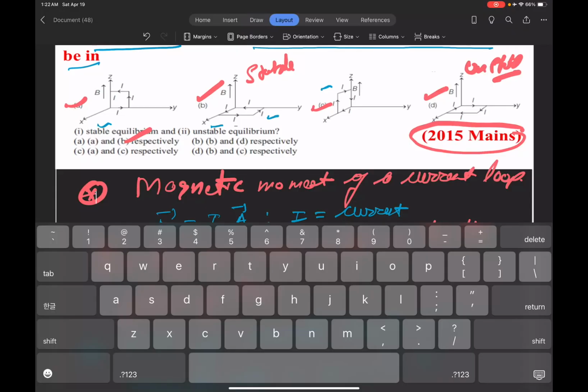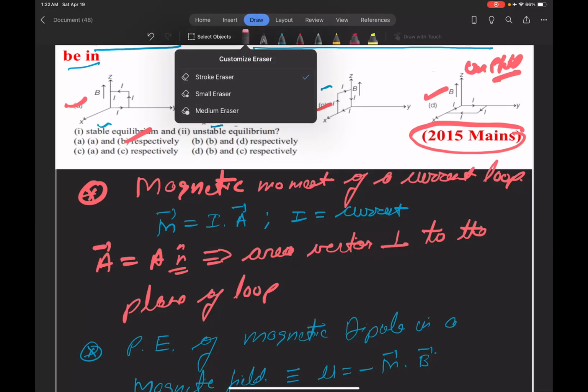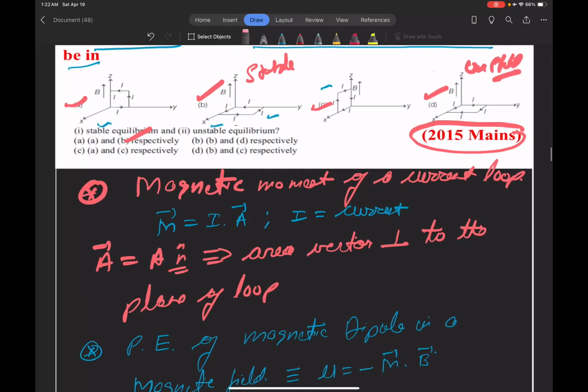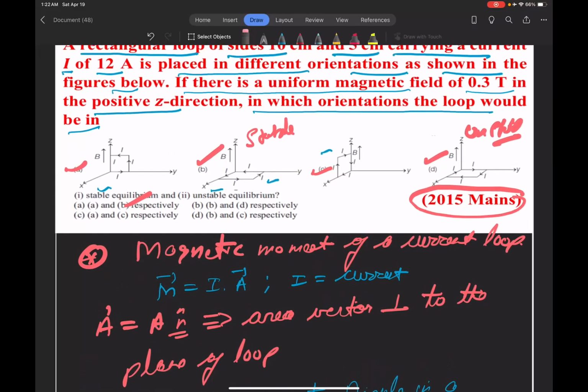So I mark this. One second. Yeah. So we have B is stable, so this option is correct, and D is unstable, so this option is correct. Okay. So we can say this won't be here. So option number B is the correct one.